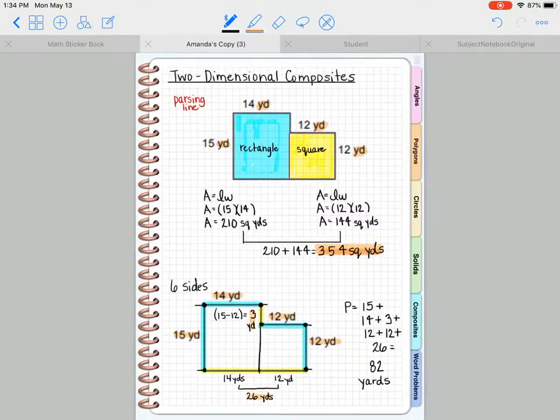So composite shapes are not easy. They require that you pay very close attention. I'm going to stop the video before I start the next problem, and we will do another composite.